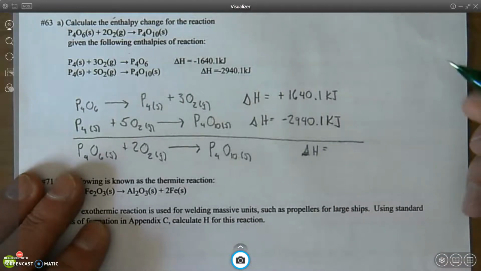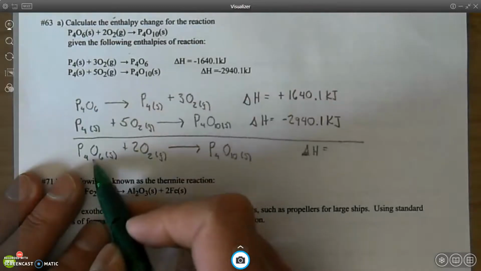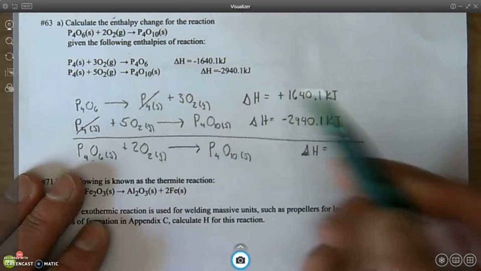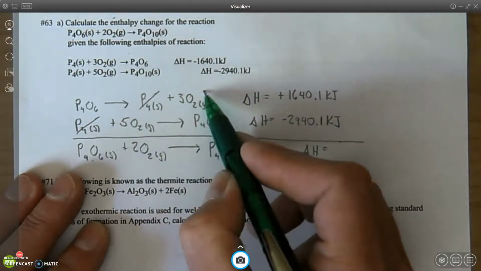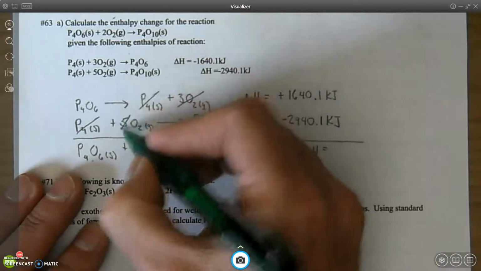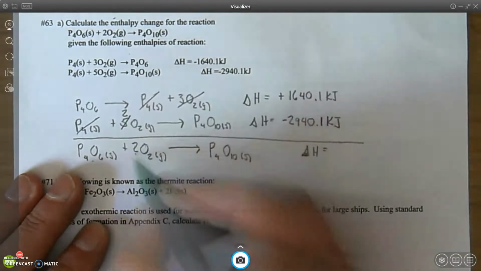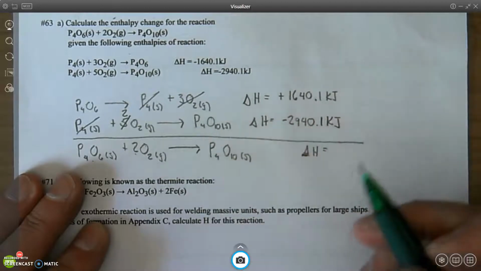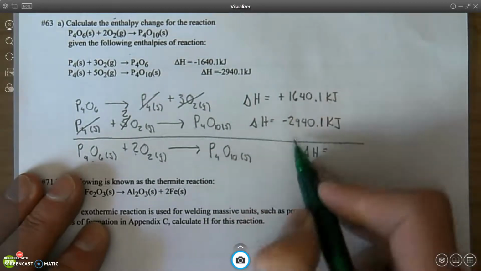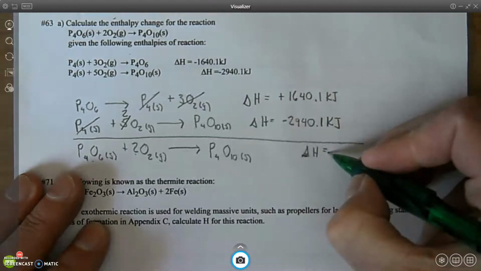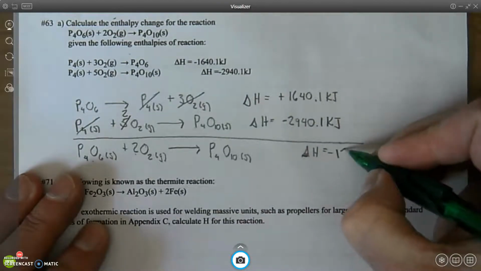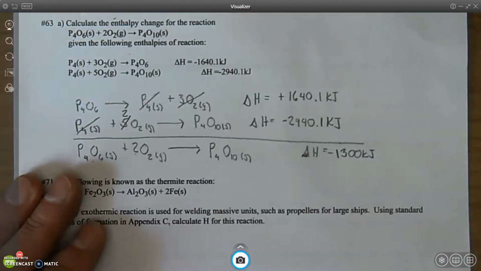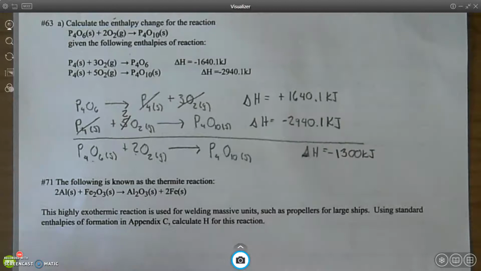Okay, so looking at this equation, let's make sure everything's good. This drops down, P4 and P4, they both cancel, one on the left, one on the right. 3 and 5, these three are gone. I'm left with 2, and what a surprise, I need to have 2. P4O10, P4O10, 1 and 1, it's good. Now I can just add these two numbers up, and you will find that you get a negative 1,300 kilojoules of energy. Done. That's it for that problem.